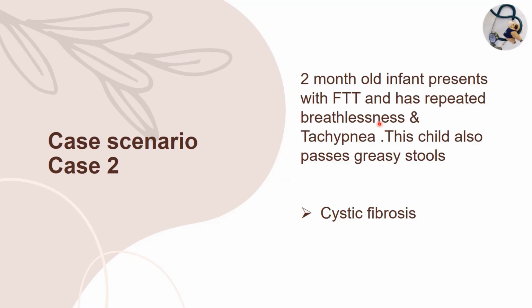Okay, scenario 2: suppose a 2-month-old child comes with failing to thrive, but this child has repeated breathlessness and tachypnea, and when you take a history, the mother also says this child passes greasy stools. So this is hinting you towards cystic fibrosis. Then your examination should be directed towards cystic fibrosis, and you do the specific test for cystic fibrosis, starting screening with the sweat chloride test, then you do further genetic studies.